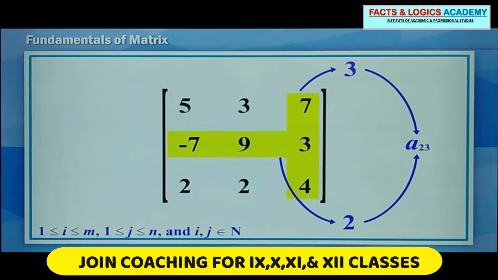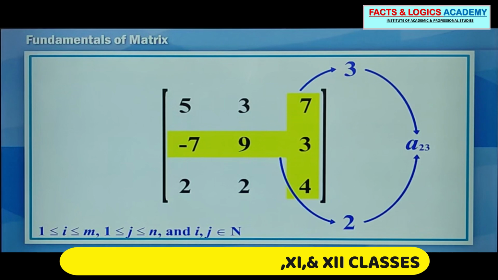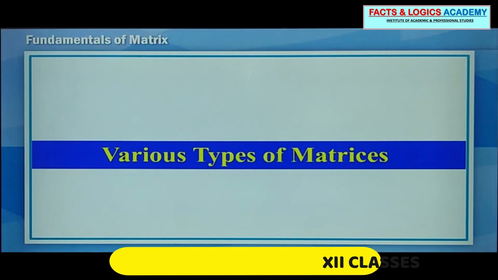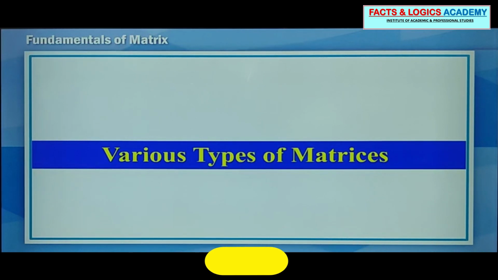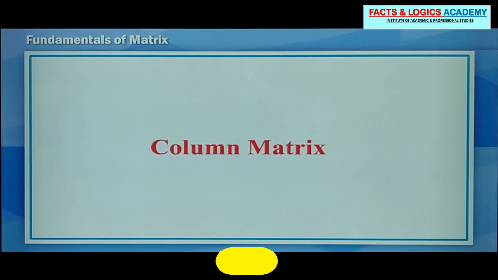The value of i varies from 1 to m. The value of j varies from 1 to n, where both i and j belong to the set of natural numbers. There are various types of matrices, depending upon the elements present in the matrix. First, we will start with the column matrix.